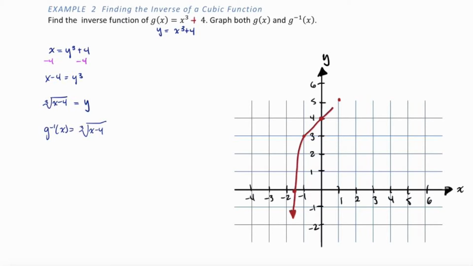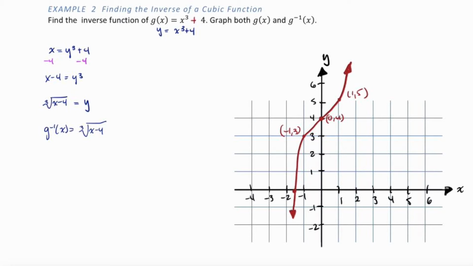And if you're wondering how I got those points, take a moment and make yourself a table and see if you can find these points. This one here is 1, 5. This one here is 0, 4. This is negative 1, 3.